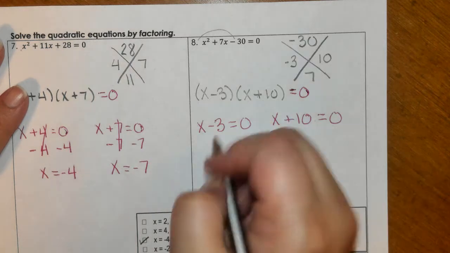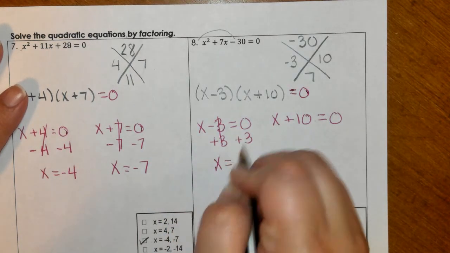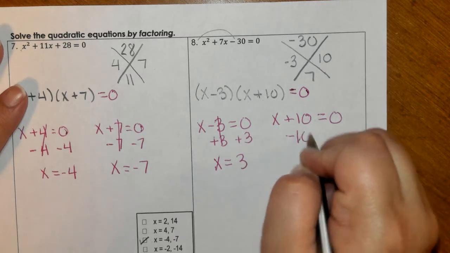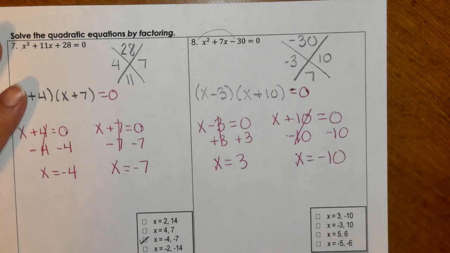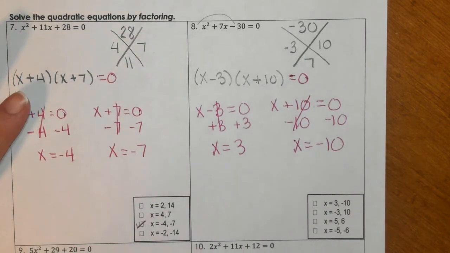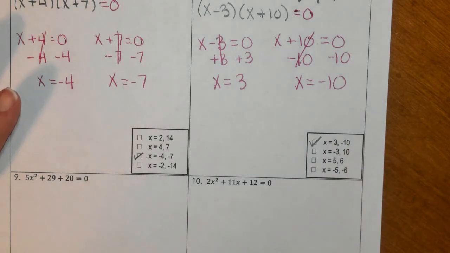Now we solve. Add 3, and 0 plus 3 is 3. Subtract 10, and we would get -10. So I'm looking for 3 and -10, and I've got it right there.